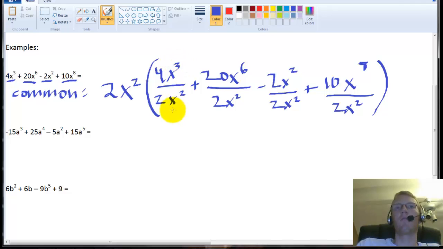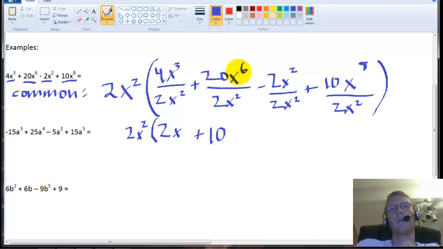But we factored it out, so now we can reduce each of these terms. So 4 over 2 reduces to 2. So I'm working here. Let me write this down again. I've got my 2x squared. 4 over 2 reduces to 2. X to the third over x to the second reduces to just x. 20 over 2 is 10. X to the sixth over x squared is x to the fourth. Negative 2 over 2 is 1. X squared over x squared is just 1, so it's still 1. Plus 10 over 2 is 5, and x to the 8th over x squared is x to the 6th.